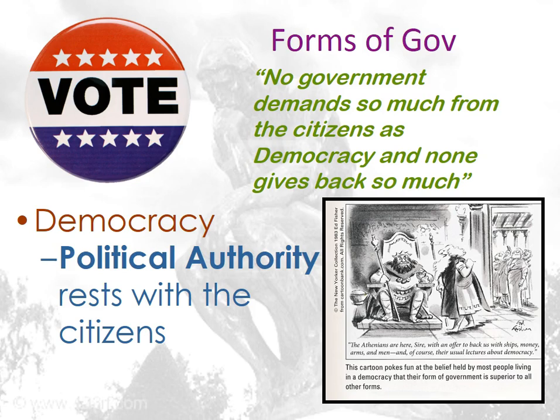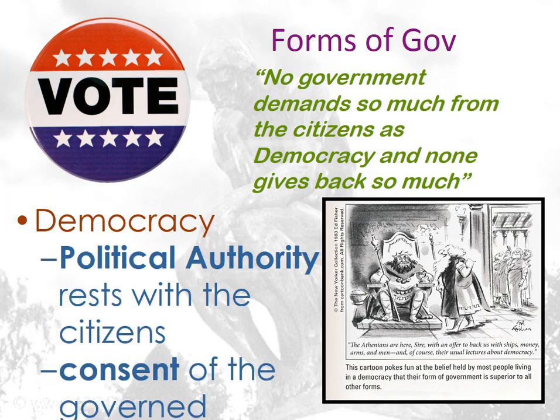Next, we have a democracy. In democracy, power rests with the people. The citizens have power. Everybody has power within a democracy. Now, that doesn't mean everybody has unlimited power, but everybody gets to control the government in a democracy. It was once said that no government demands so much from the citizens as a democracy, and none gives so much back. So in a democracy, you actually have to do something. You can't just sit back. The government is not going to run itself. People are the source of power within the government. That means the people have to do something.